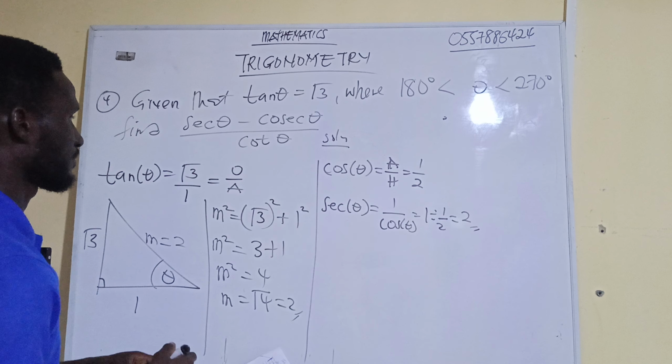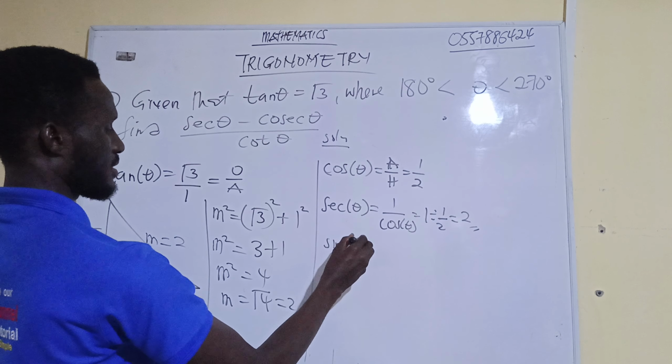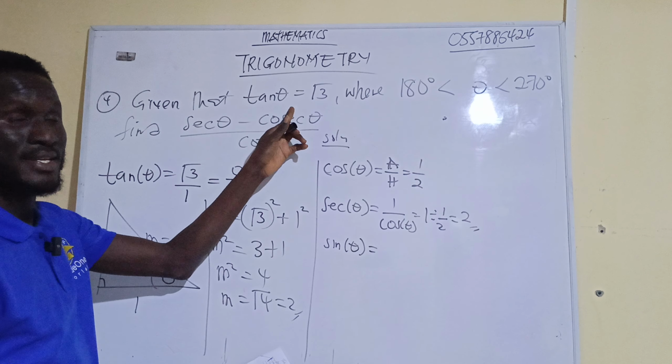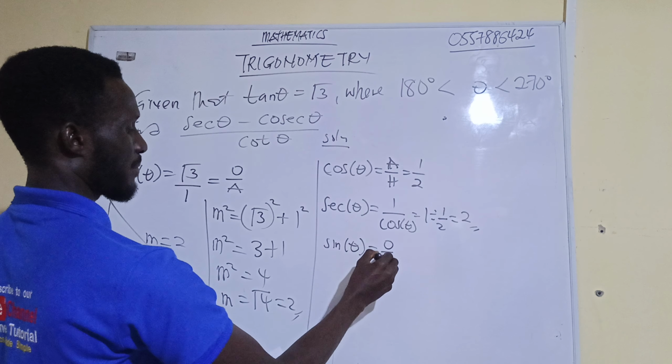I hope you are following. Now, let's find sine theta, because I need the cosec. Before I can find the cosec, I need the sine. Now, sine is opposite over hypotenuse.